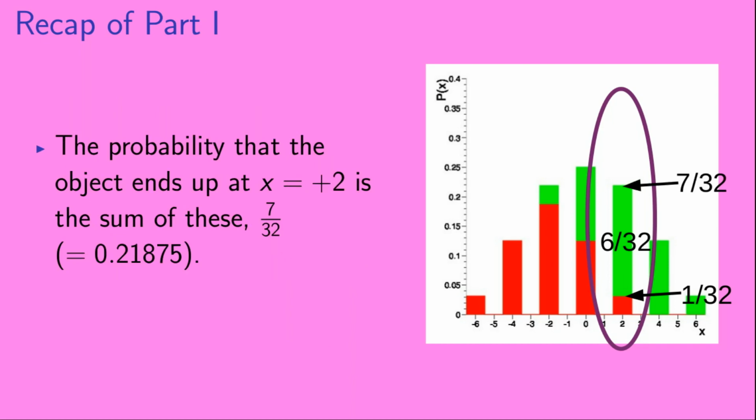So the total probability that the object ends up at x equals plus 2 is the sum of these. So 1/32 plus 6/32, which equals 7/32. And numerically, that's equal to 0.21875.